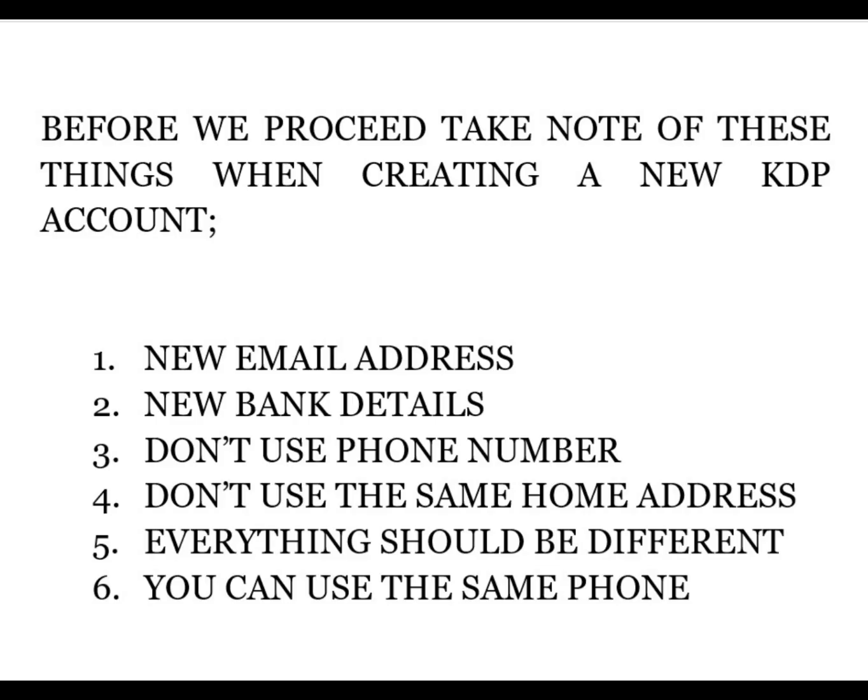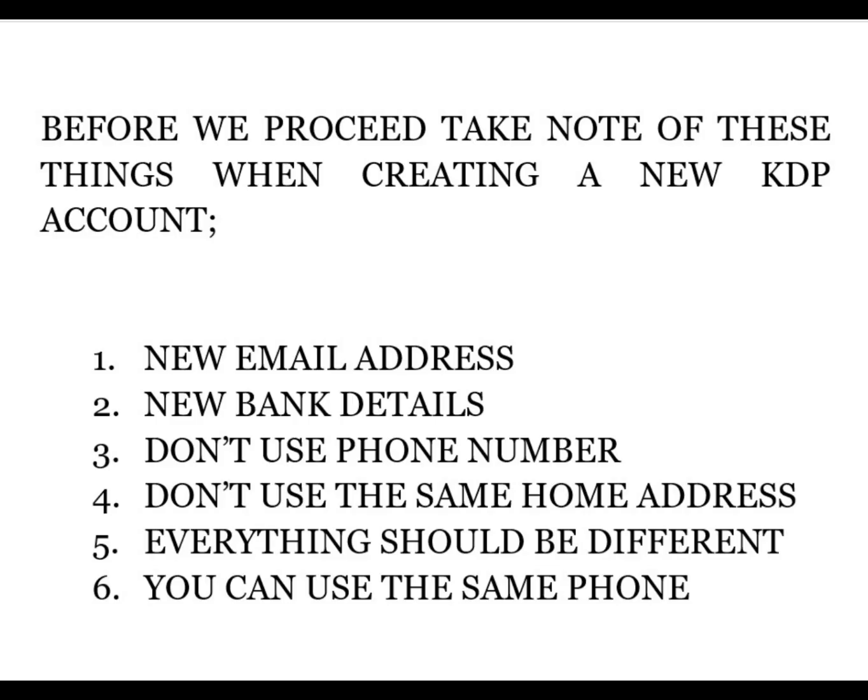Don't use the same home address. Use a different home address. You can just check online and just use a random home address. Don't use the same home address as the previous terminated account. Everything should be different. Don't give Amazon any traces to know you are the one behind the account. Don't use a phone number at all when creating your new account. That's from scratch. When they ask you for a phone number, you can use a phone number and then remove it and replace it with authenticator. So don't let anything be the same with the previous terminated account.